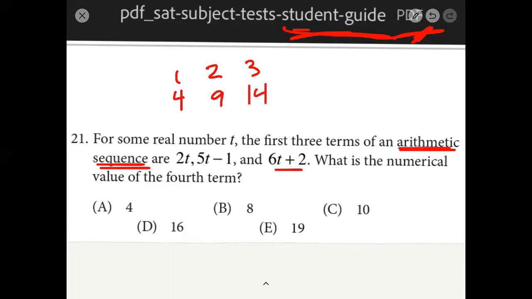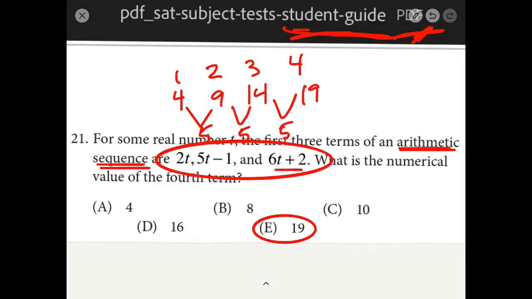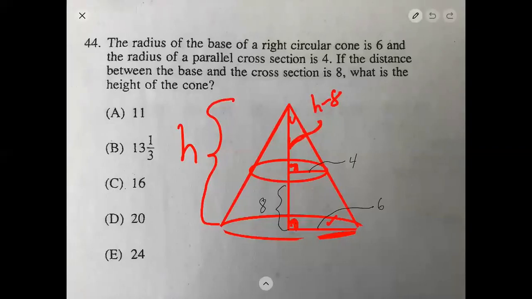Now, we want to know what's the fourth term. So this is going up by 5. This is going up by 5. So this is going up by 5. So it's got to be 19. So that would be this. So once I know what t is, I can easily solve this. Okay, so the question is done. All right, let's keep moving.